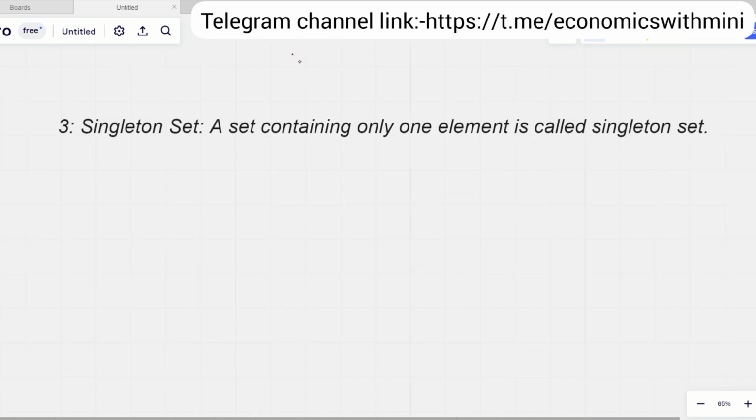Next, singleton set. A set containing only one element is called a singleton set. Be it any number or an alphabet, it is considered under singleton set, such as A equals {a}. It shows a singleton set. And if the element is 0 in number, then also we consider it as a singleton set. Look here, A equals {0}. This is also called a singleton set.